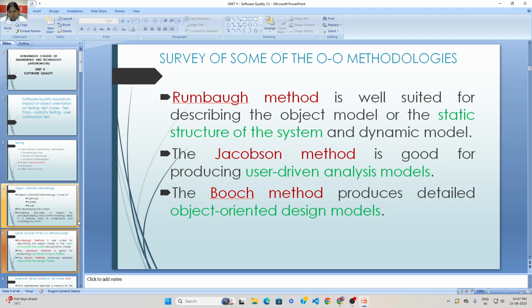The second methodology, the Jacobson methodology, is good for producing user-driven analysis methods. And the third one is the Booch method. It is used to produce detailed design models which are based on the object-oriented method.